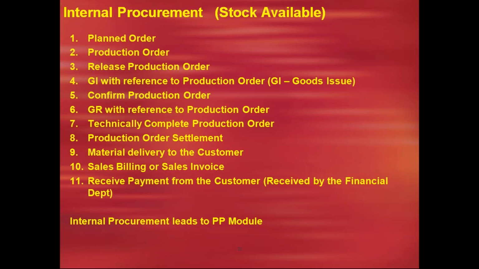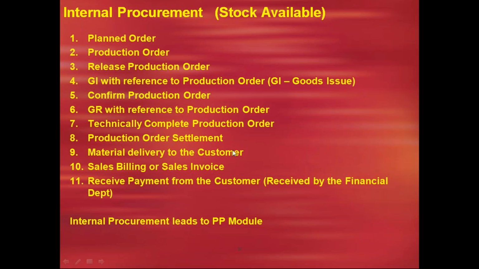Goods issue of the raw materials again as the production order. Then confirm the production order. Then we create a GR with reference to the production order. Produce the finished material. Then completely the production order settlement takes place. Finally, picking, packing, then material delivered to the customer.